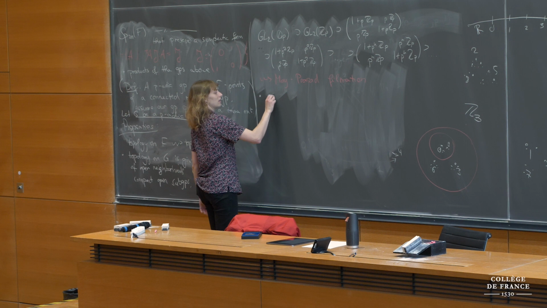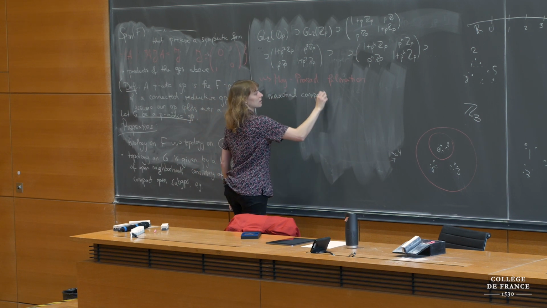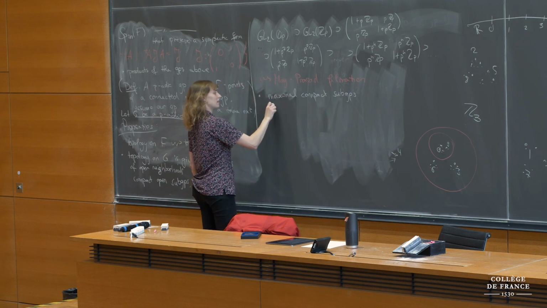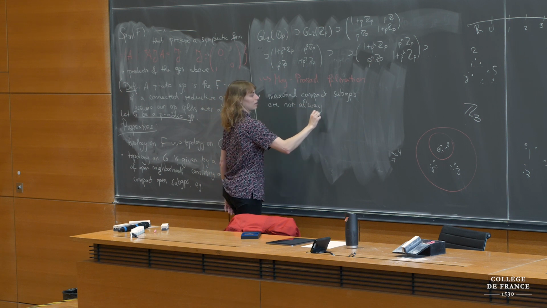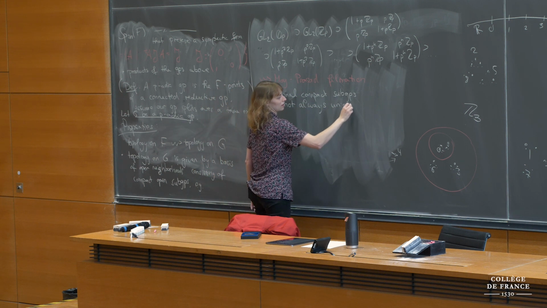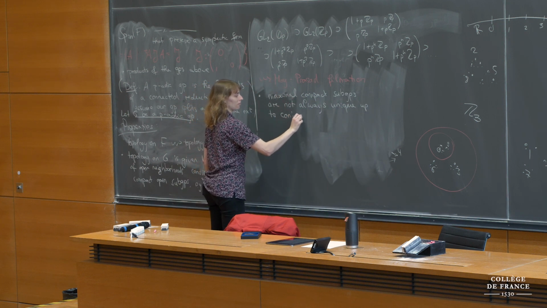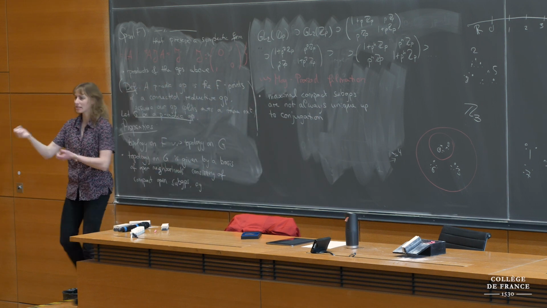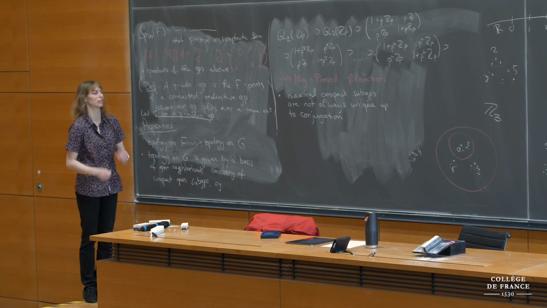So the maximal compact subgroups are not always unique up to conjugation. And that makes this subject so much more interesting because there are all these different compact open subgroups that we have to understand that are maximal but not conjugate.